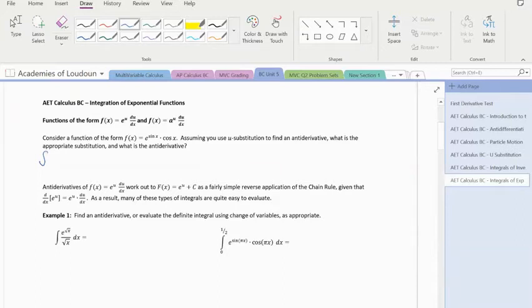So this is Unit 5, Integration of Exponential Functions. We're going to look at functions of the form f of x is equal to e to the u times du dx, or f of x is equal to a to the u du dx.